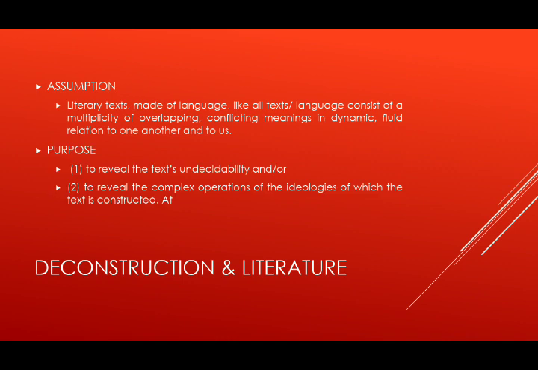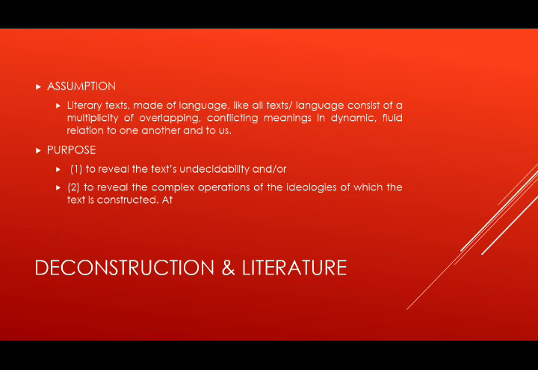Next, the purpose of deconstruction in literature is first to reveal the text's undecidability or the text's ambiguity, and the second is to reveal the complex operation of ideologies by which the text is constructed. So, reveal the ideology. When you read the literary text or the narrative, try to prove that the meaning is slippery, that the meaning of the narrative can be so many, multi-interpretative or multi-perspective. Or the second, when you read a narrative, you have to find the ideology that operates in the text, the ideology that is preferred by the text.